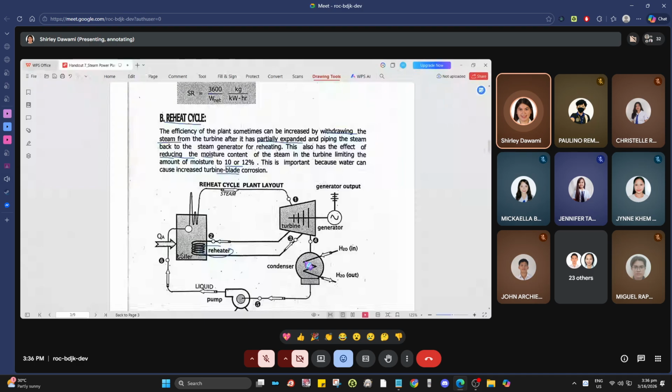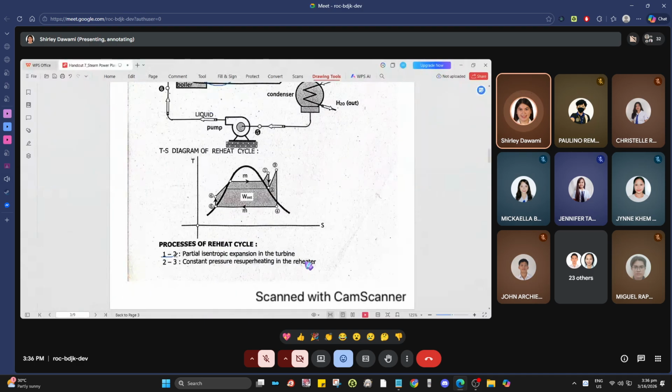Okay, so the process 1 to 2 is partial isentropic expansion in the turbine. Sa Rankine cycle, automatic, it's a complete expansion, ang nahitabo sa turbine. Okay? But for this reheat cycle, na siya giingon of first is a partial isentropic expansion.